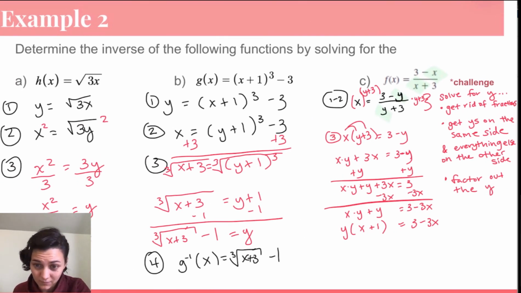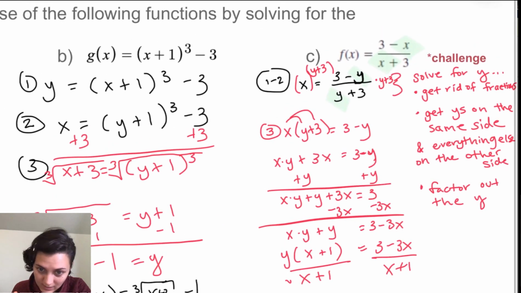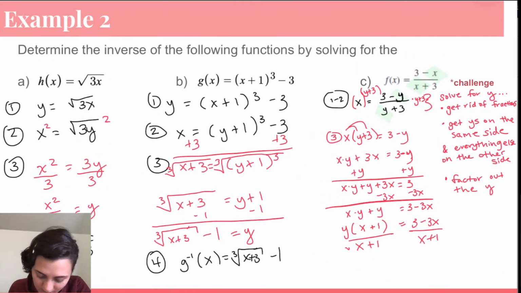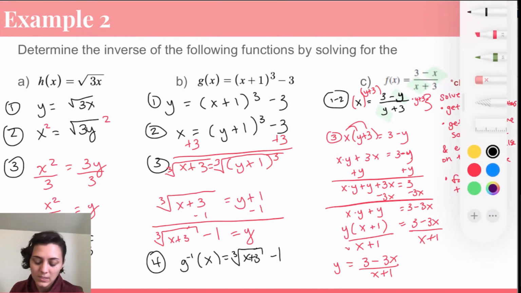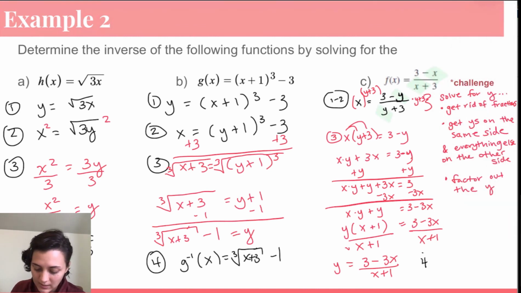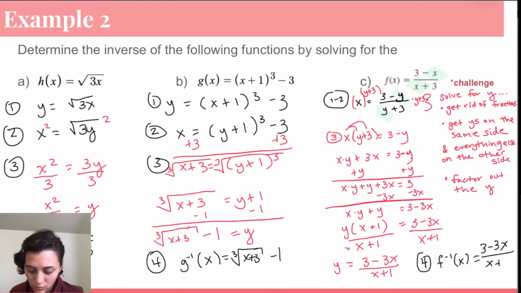Okay, so I only have one y. I just have my final step now. So I got my y by itself. I'm just going to divide by this x plus 1. And I'm basically done. I can't zoom in anymore, unfortunately. So I have y equals 3 minus 3x divided by x plus 1. We did it. It was a lot of work, but we did it. We got the y by itself, and then we just have this last step of rewriting this as the inverse. So the inverse will be f inverse of x equals 3 minus 3x divided by x plus 1.